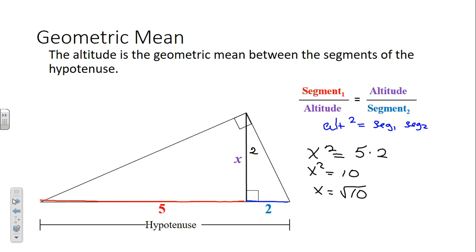So what's the formula? Okay, this is the formula. Altitude squared equals segment 1 times segment 2. Where do we get the altitude? The altitude is the line that goes from the 90-degree angle perpendicular to the hypotenuse. It's the one that splits it into three triangles. So in this case, x was the square root of 10. We're finding that? Yep.